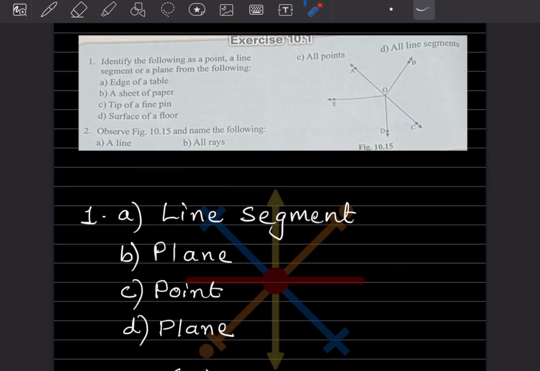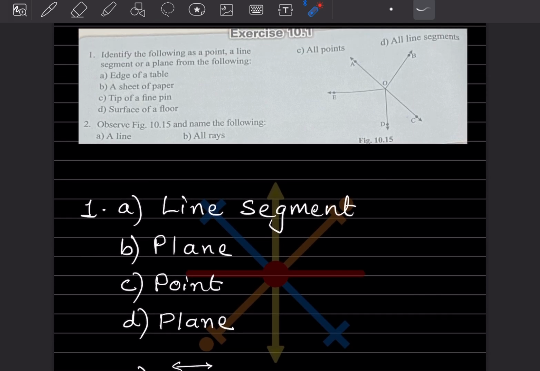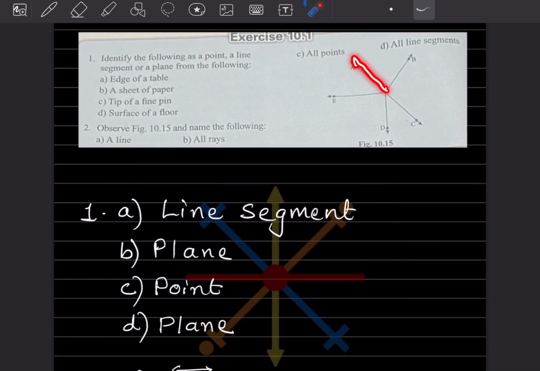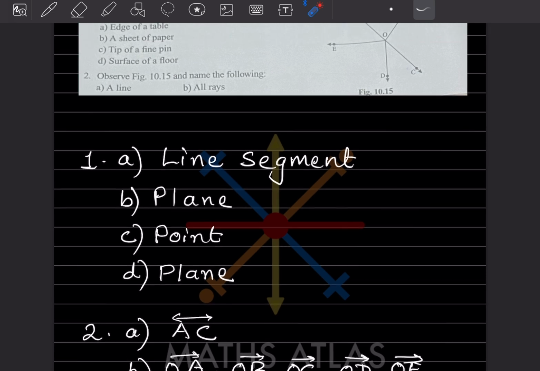So now which one is the ray here? We can start from here: OA, OB, OC, OD, and OE. So these are the rays. So see here, this is for a line, we can put the arrows at the top of it like this. And a ray means this end is fixed and there is only one arrow. So that is called a ray.